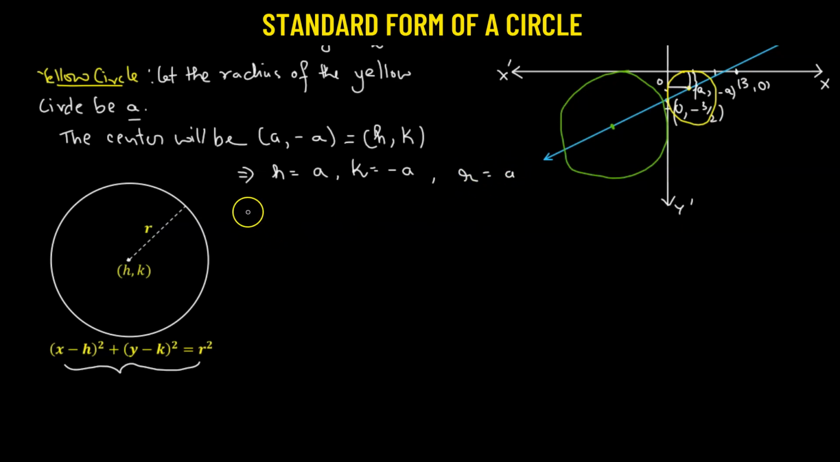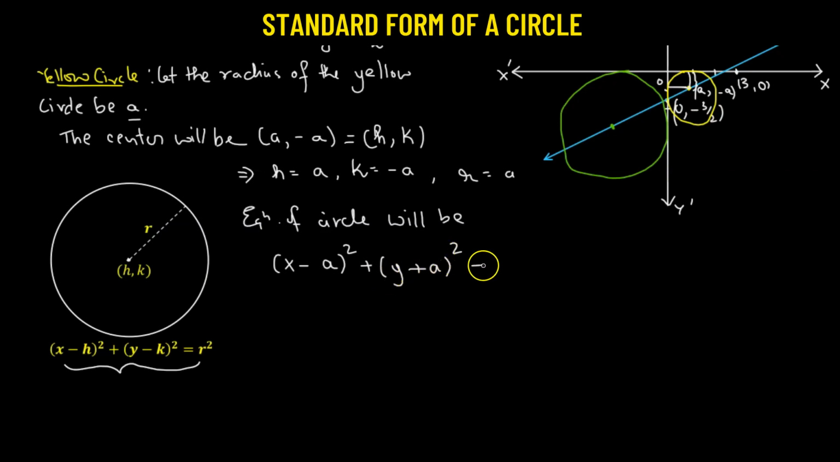That means our equation of the circle will be (x minus h), so h is a, so we have (x minus a) whole squared plus (y minus k), but k is negative a, so we have negative of negative a, which makes it positive a. So we get (y plus a) whole squared, which equals the square of the radius, a squared. If we further simplify this, we get x squared minus 2ax plus a squared plus y squared plus 2ay equals 0, since a squared cancels out from the left-hand side and the right-hand side. We're going to label this as equation number 1.